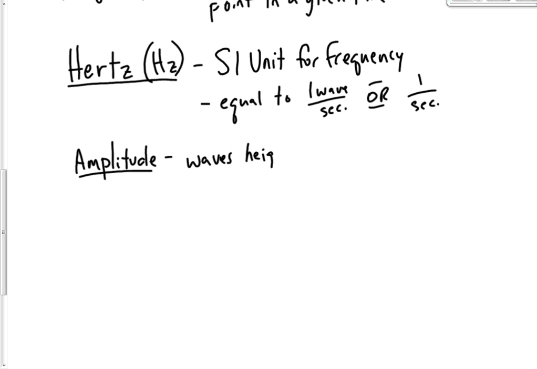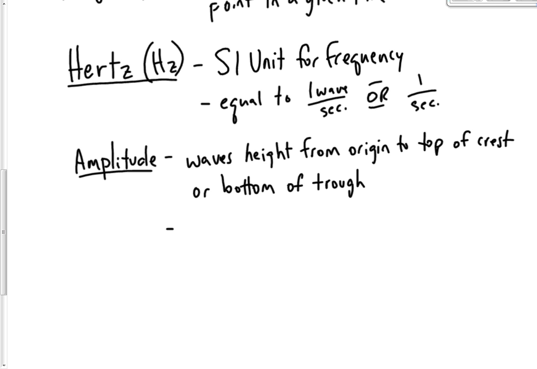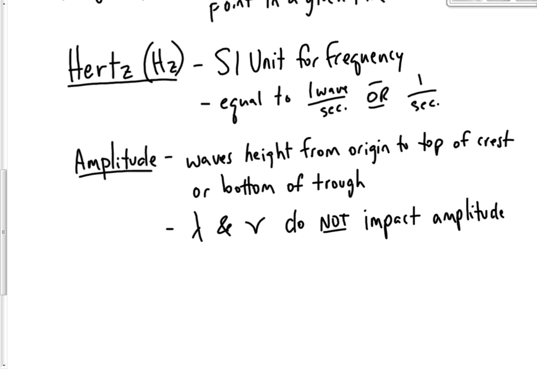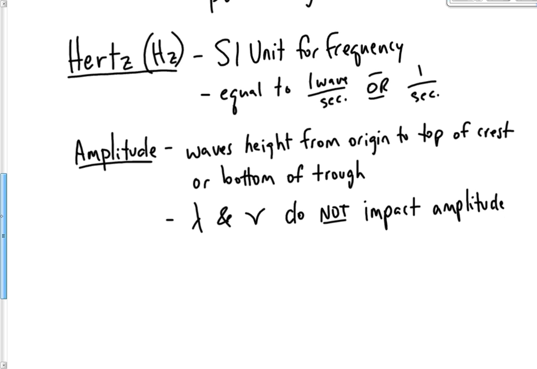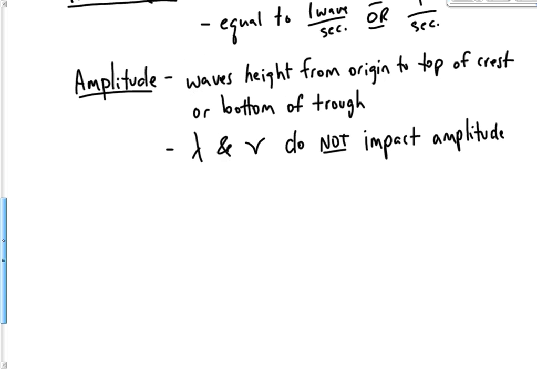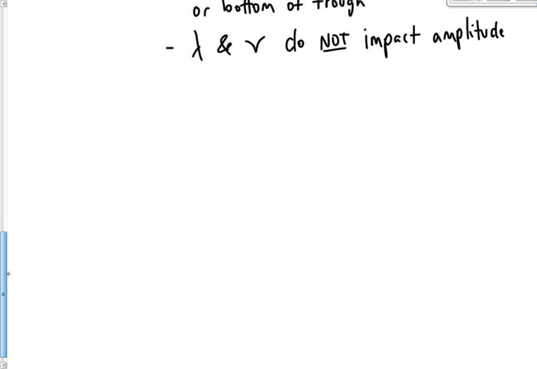Next one is amplitude. This is the wave's height from the origin to the top of the crest or to the bottom of the trough. Either way, but as long as you're starting at the origin, that's the key point. Wavelength and frequency do not impact amplitude whatsoever. They do not affect amplitude at all. Okay, so those are our definitions.